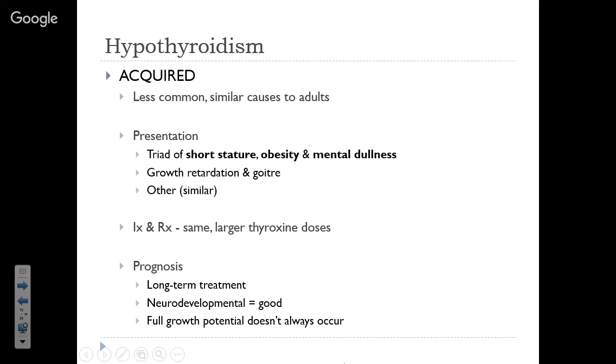Acquired hypothyroidism is less common than congenital hypothyroidism. They might present with the triad of obesity, short stature, and mental dullness, and retardation of their growth, but otherwise very similar classic presentations of hypothyroidism. Investigations and treatment are largely the same, with larger thyroxine doses generally needed, and the prognosis overall is very good with long-term treatment.